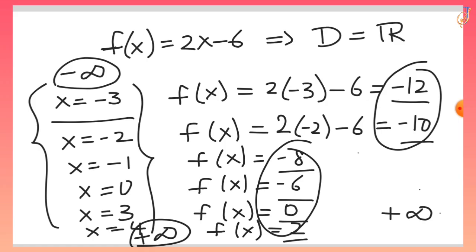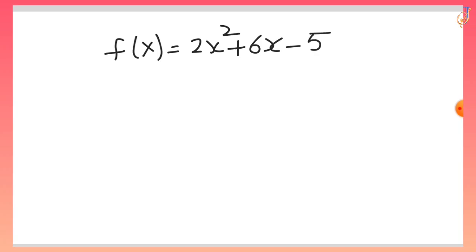So that's why whenever you have a linear function like this, your domain is all real numbers. That is minus infinity to plus infinity. If we have a linear function, the domain is real numbers. What about if we have a quartic function? Just like f of x equal to 2x square plus 6x minus 5. Here also the domain is same, all real values. The domain is all real values, that is minus infinity to plus infinity.